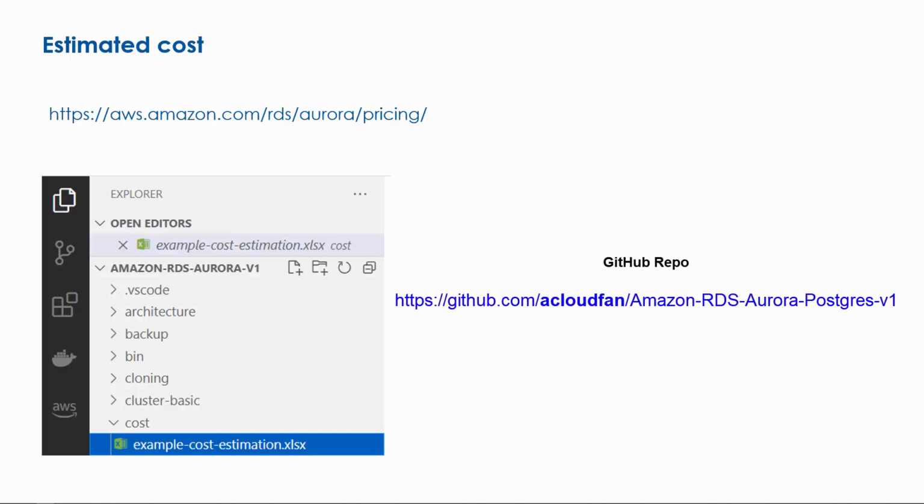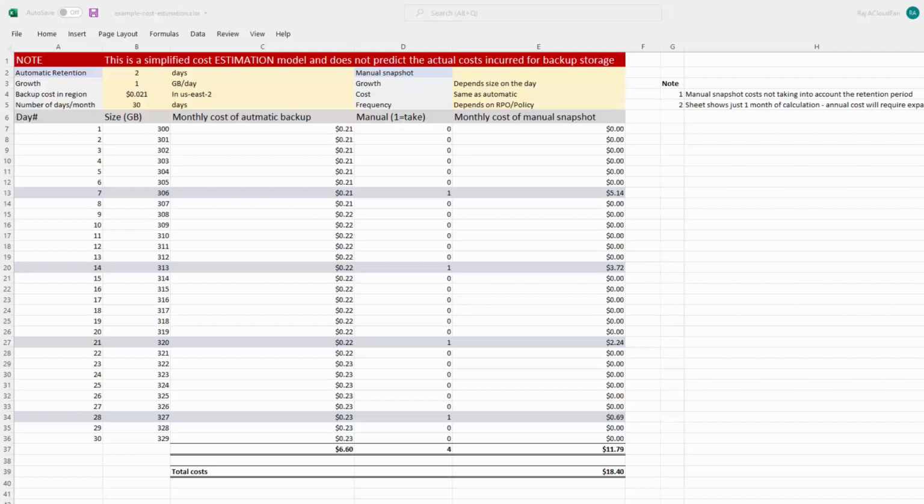To give you a better idea on backup cost estimation, I'll walk you through an example cost estimation worksheet, which is available under the Project Root Cost subfolder. Please note that this worksheet is in Microsoft Excel format. This example worksheet has the calculation for automatic and manual snapshots for a cluster that has an automatic backup retention of 2 days, and this cluster is growing at a uniform rate of 1 GB per day. The cluster is in US East 2, so the cost per GB per month is $0.021. The number of days in the month for this calculation is 30.